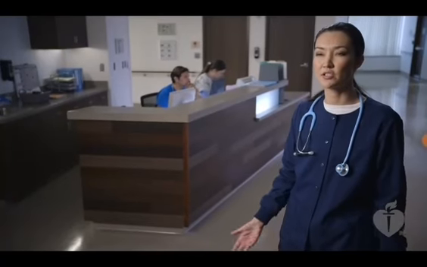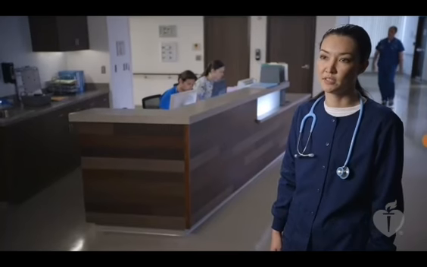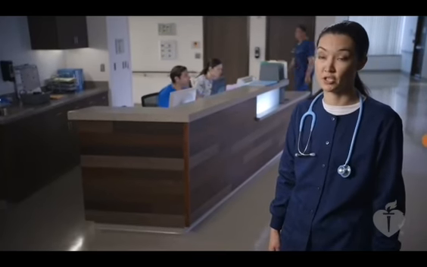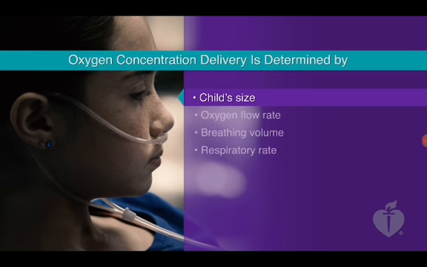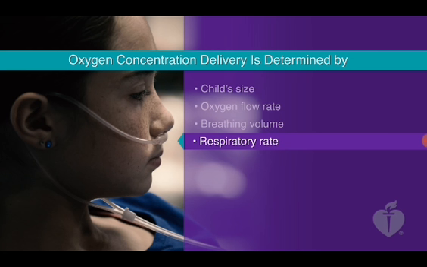You'll want to use low-flow oxygen systems when a child requires a relatively low inspired oxygen concentration and is relatively stable. These systems deliver oxygen mixed with room air during patient inspiration. The oxygen concentration delivered by these systems is determined by the oxygen flow rate, the child's breathing volume, and the child's respiratory rate.